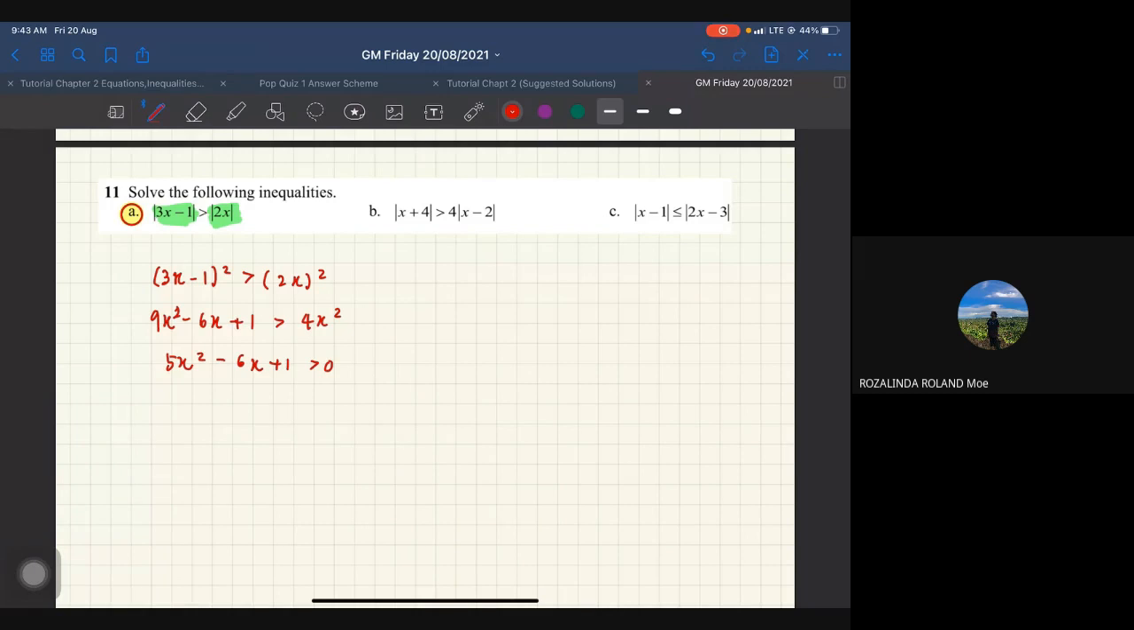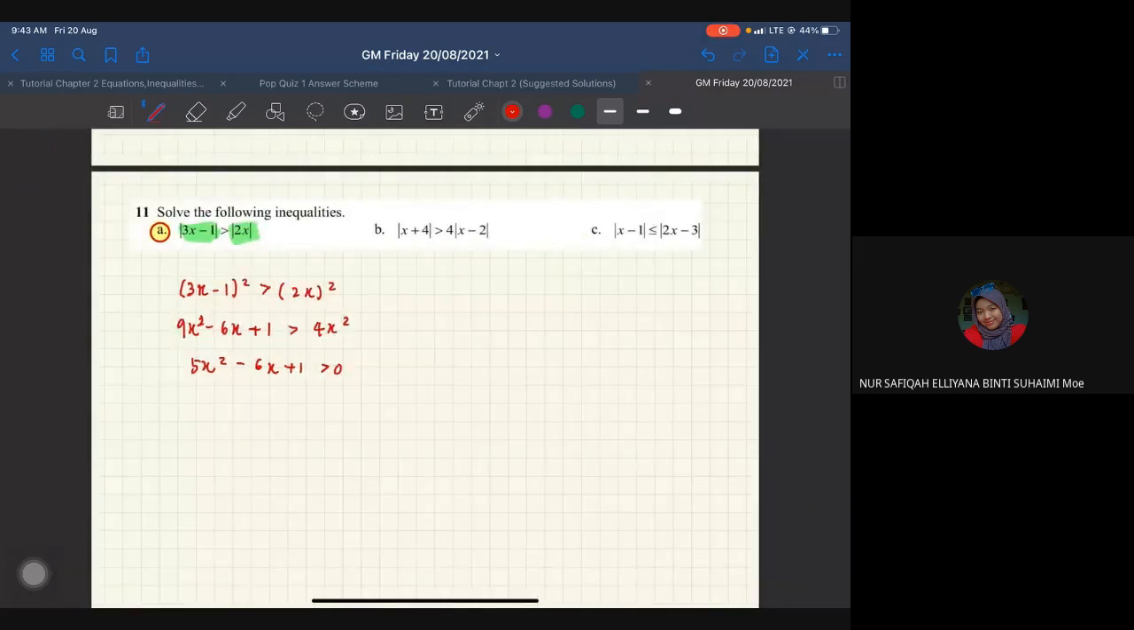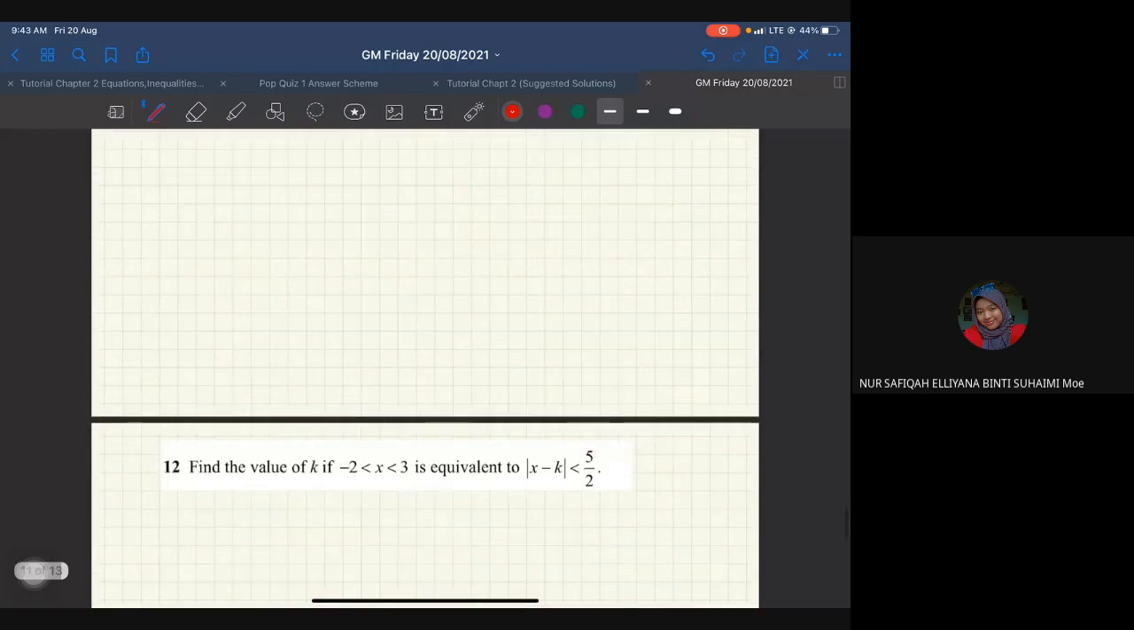Okay, alright, so we continue to number 12 and also 13. Okay, so untuk soalan nombor 12 kan. Okay, soalan ni nak apa sebenarnya? Okay, so soalan cakap find the value of K if negative 2 less than X less than 3 is equivalent to modulus of X minus K less than 5/2.